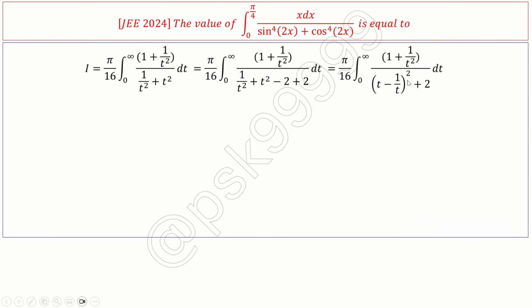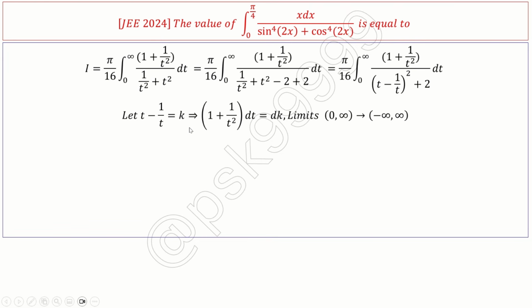Now take t minus 1 by t as k. Then the differentiation of that is 1 plus 1 by t square dt, which is dk, correct. So now I am expressing the numerator as the differentiation of part of the denominator, right? This is the basic trick which you use when you see polynomials, okay? So that's what I do.